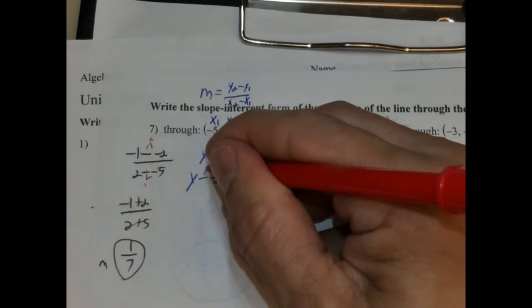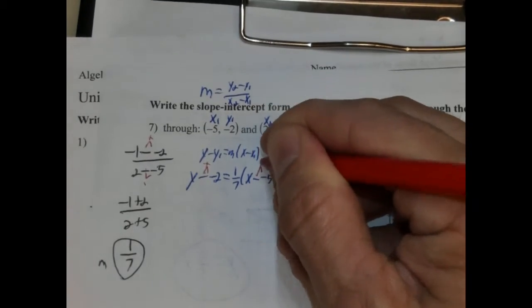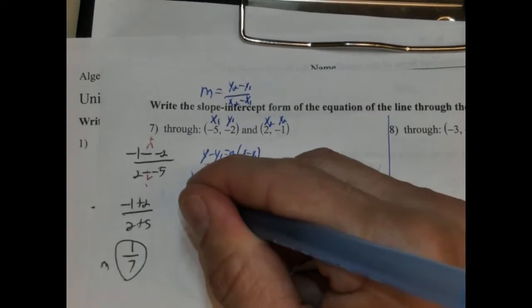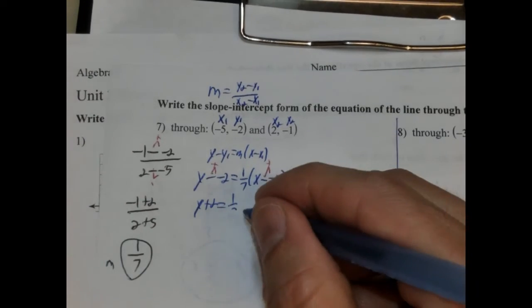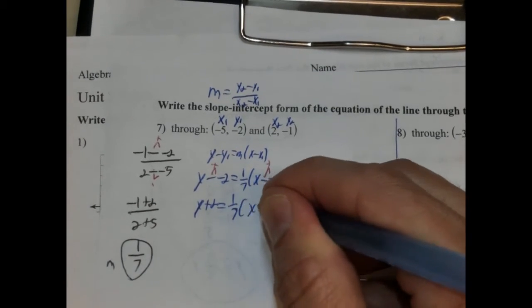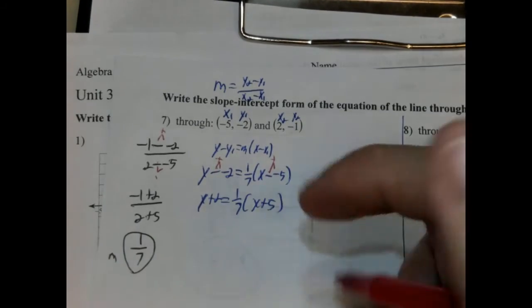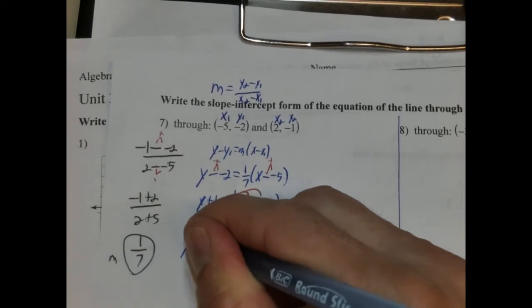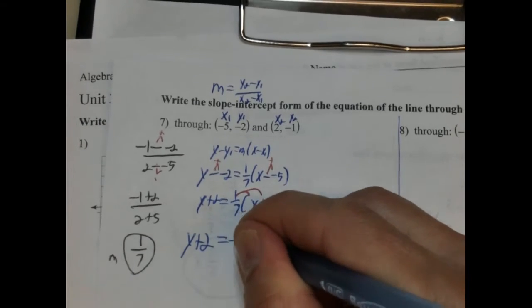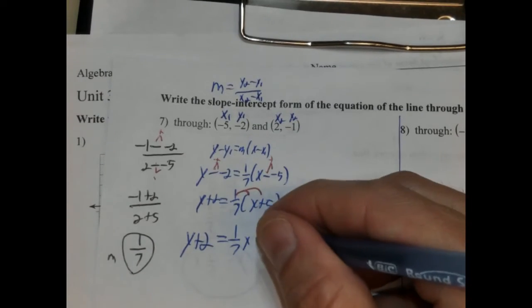So these double negatives are going to become pluses. So y plus 2 equals 1/7 x plus 5. Let's distribute the 1/7. So y plus 2 is a little bigger. 1/7 x and 5/7.